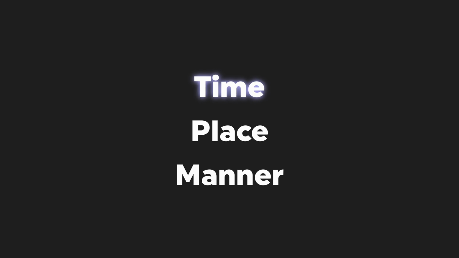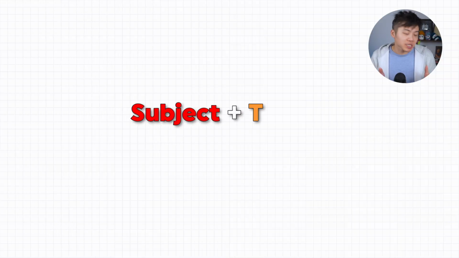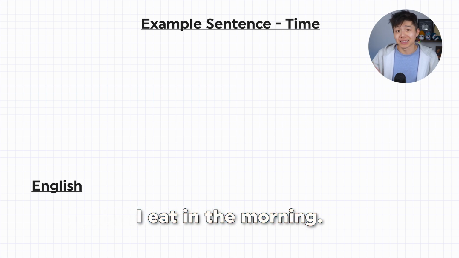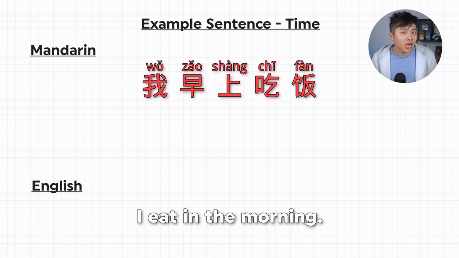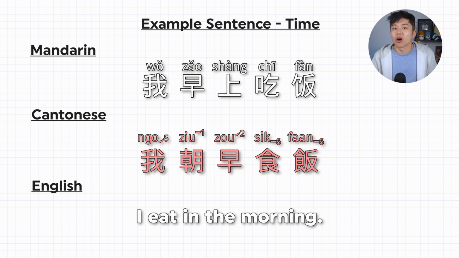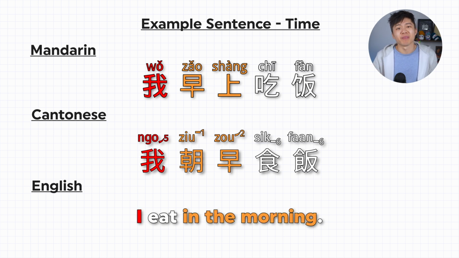Let's break it down. Adding time. The word order is subject plus time plus verb plus object. So for example, I eat in the morning. Time goes last in English, but in Chinese, 我早上吃饭. In Cantonese, 我朝早食飯. 朝早 in Cantonese, 早上 in Mandarin, means in the morning, and we see that it goes before the verb. Subject, time, verb, object, different from English, which goes subject, verb, object, time. I eat in the morning, right? In the morning goes last.